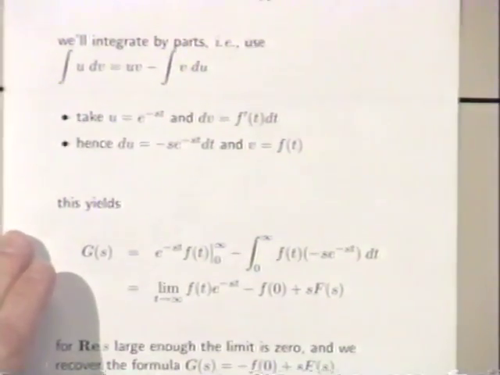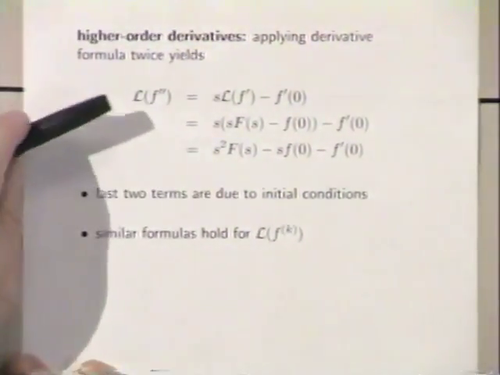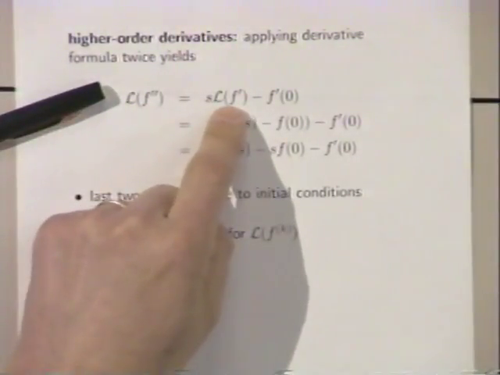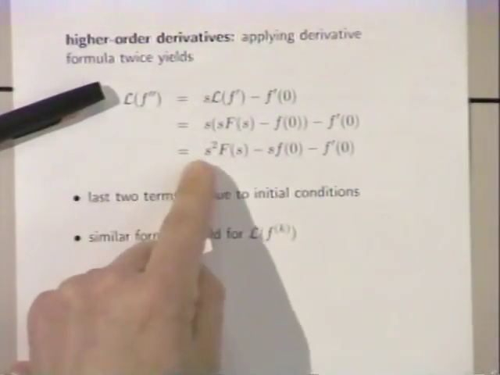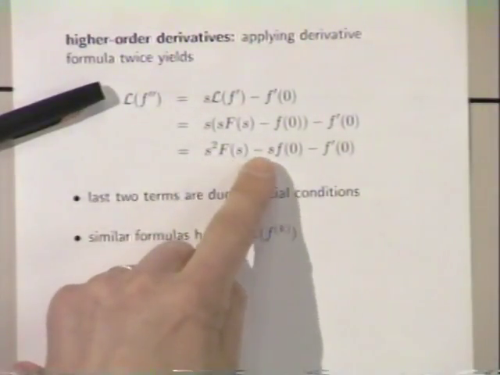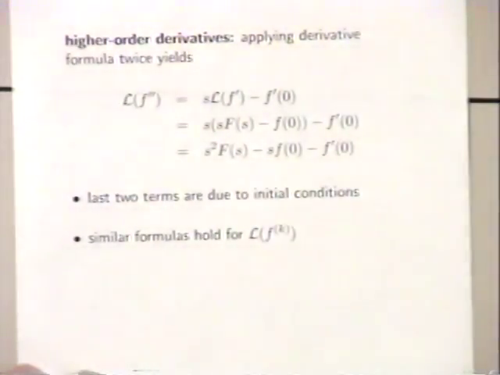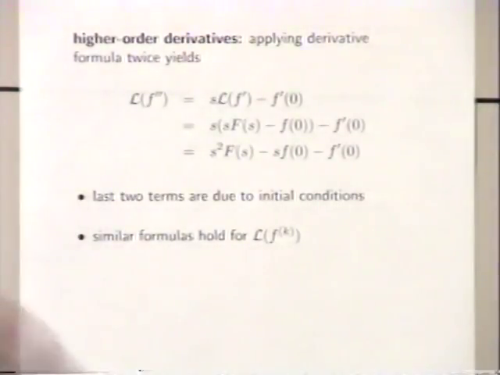That's exactly it. In other words, it's just integration by parts. Okay? Now, along with derivatives, higher order derivatives, if you apply this recursively, here's what happens. The Laplace transform of the second derivative is, of course, s times the Laplace transform of f prime minus f prime of 0, and you work it out. And you get s squared F of s minus s f of 0 minus f prime of 0. So that's the idea. And you have similar formulas for an arbitrary derivative. Okay.